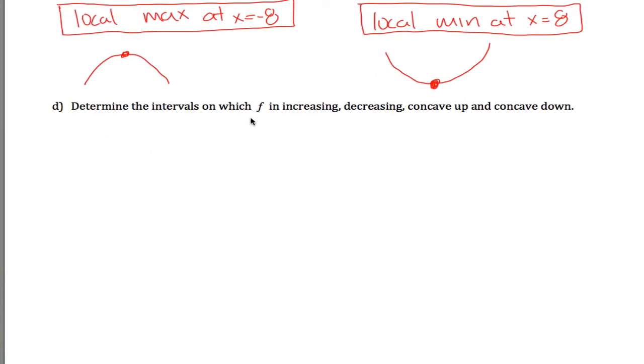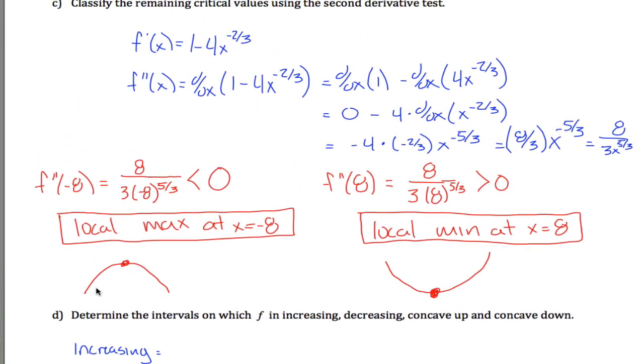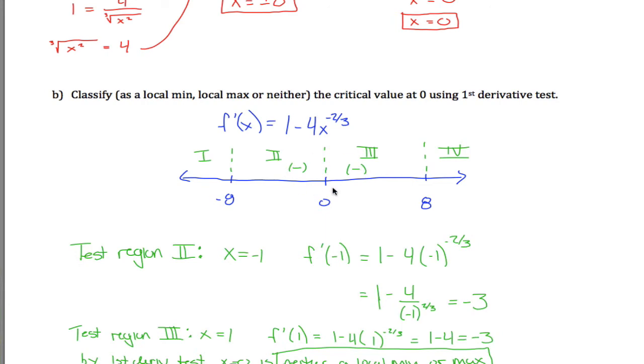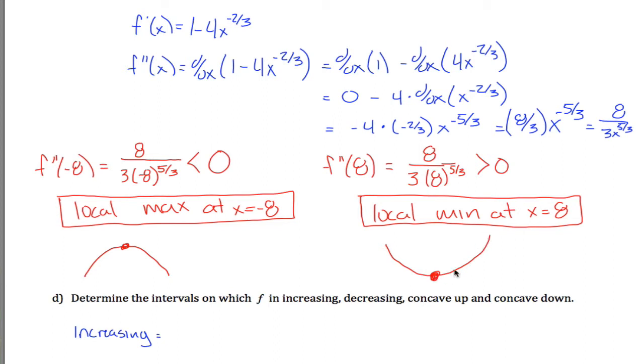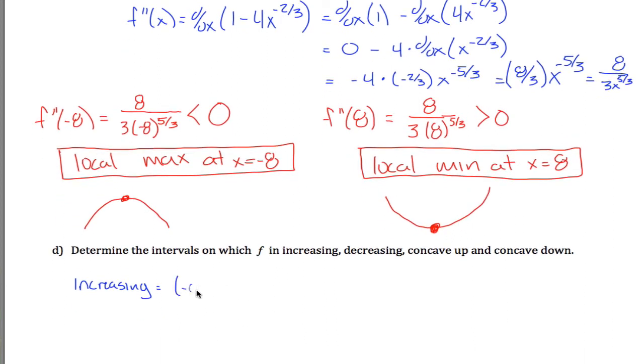Okay, finally, determine the intervals on which f is increasing, decreasing, concave up, and concave down. We already have most of those. Increasing. Well, using the answers that I have so far, I knew it was increasing when I was to the left of negative 8. And then it's decreasing all throughout here. And then it's increasing when I'm to the right of positive 8. In other words, it's increasing from negative infinity up to negative 8, and then again from positive 8 up to infinity.